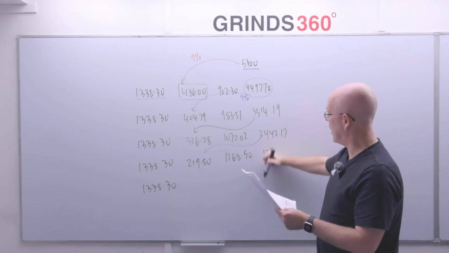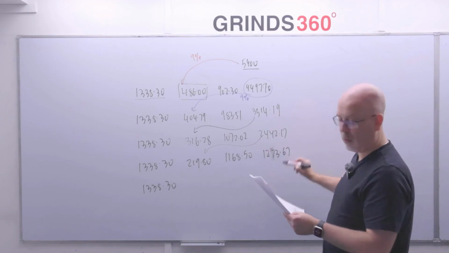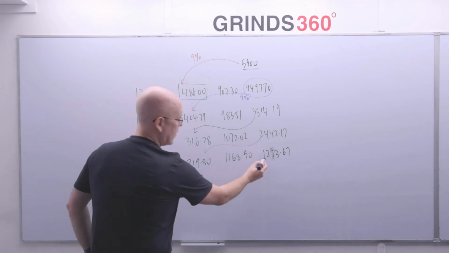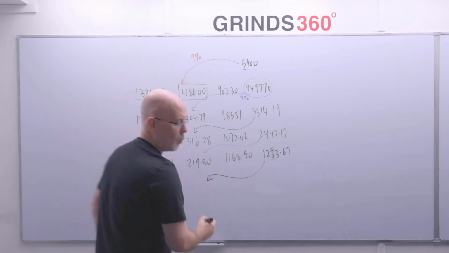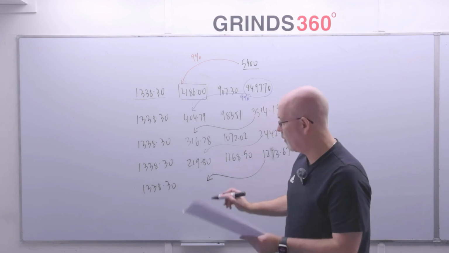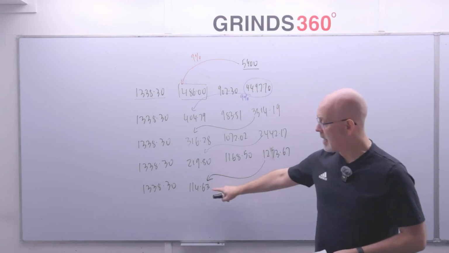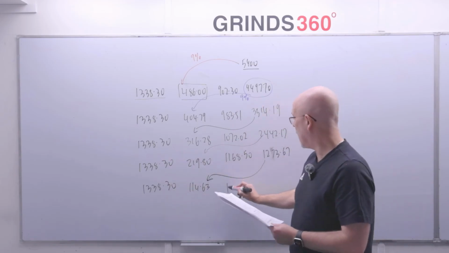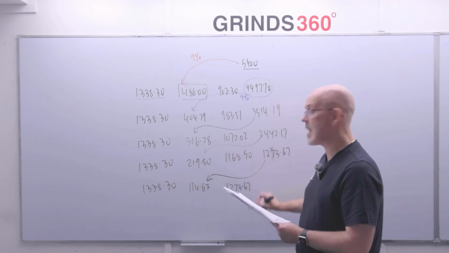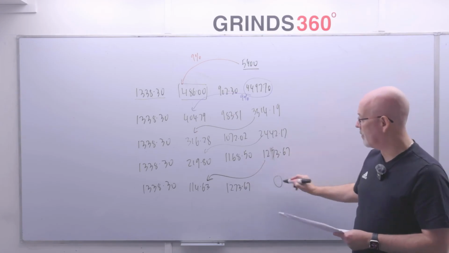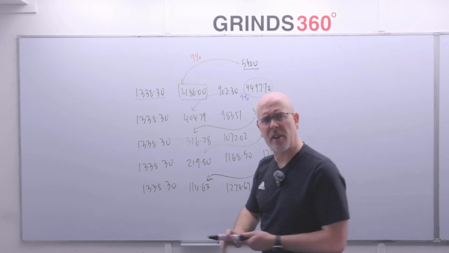1,273.67. Now, finally, if we charge you 9% of this in interest, we get 114.63. Now, if I subtract that from the payment, I get 1,273.67, which is exactly the same as the balance. So when I subtract from the balance, you get a balance of 0. That's the idea of a repayment schedule.